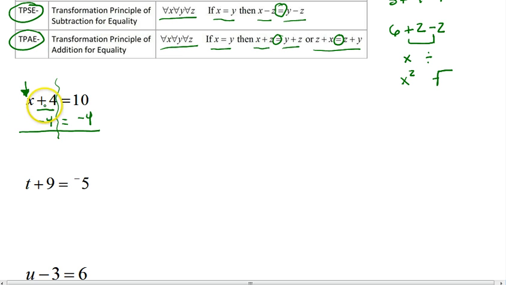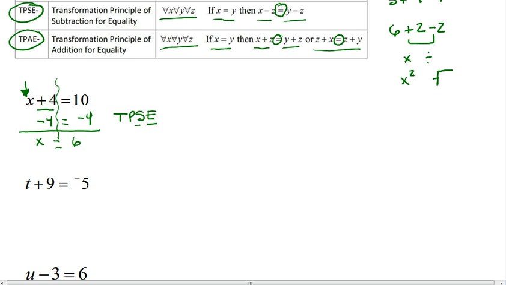So on this side, x plus 4 minus 4 would give me x. That's the principle of opposites, 4 and minus 4. Over here, I have 10 minus 4, which gives me 6. So my answer ends up being x equals 6. This right here is the transformation principle of subtraction for equality. The equation's still equal, and I'm using subtraction to transform my equation to find my solution.